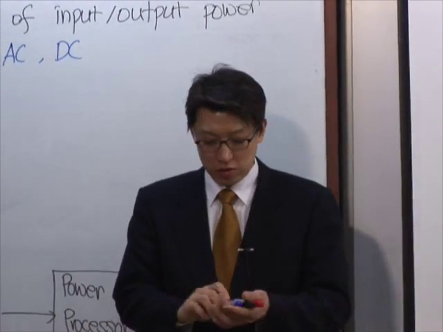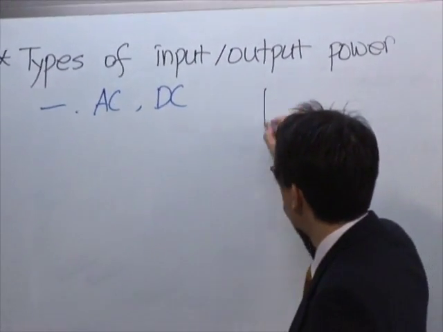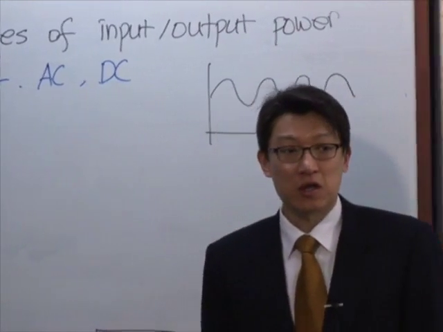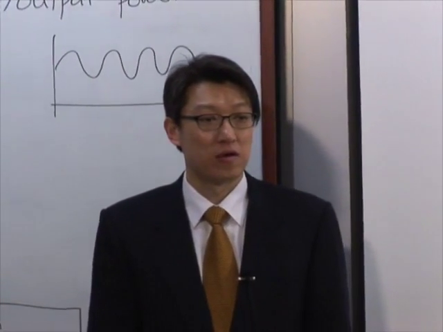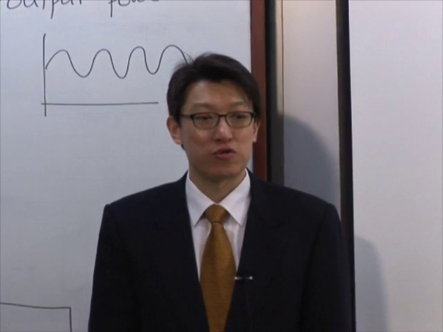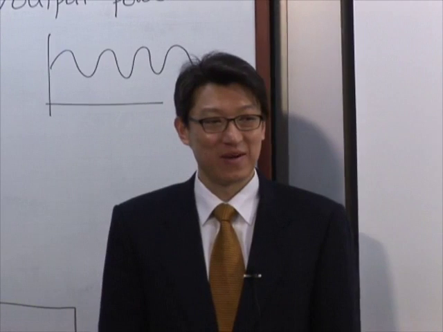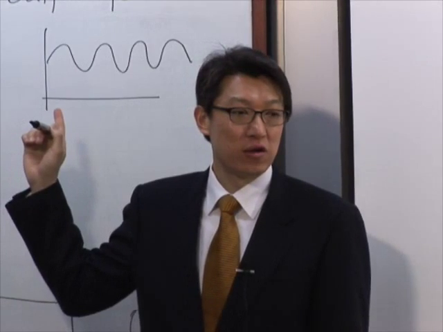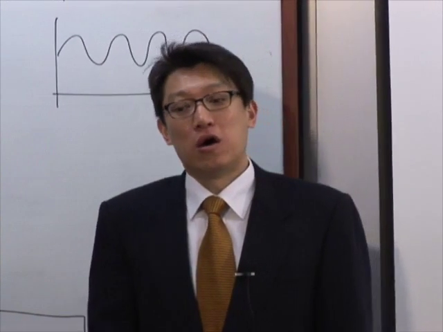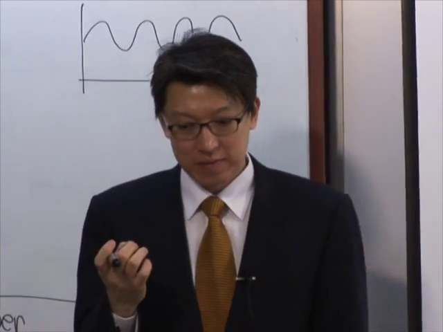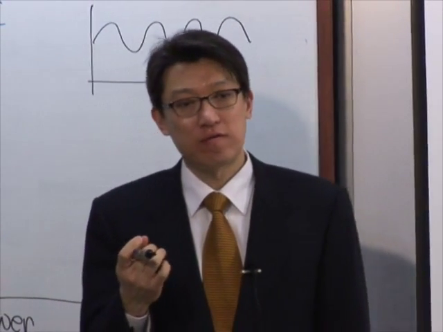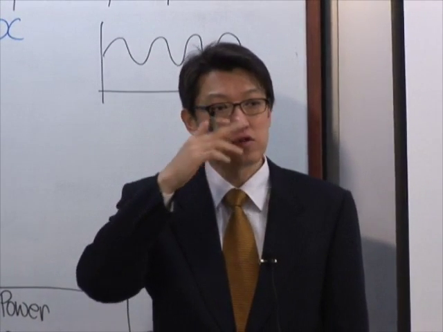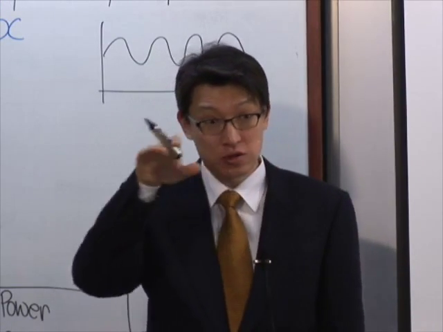So as Ya-chung answered, AC should take the positive and negative. But sometimes this will be tricky, because what about this signal? This signal has only the positive value. So according to Ya-chung's definition, this is DC. But we treat this as a mixture of DC plus AC. The more exact definition of AC is alternating. It's changing the value, oscillatory. And direct is a constant.